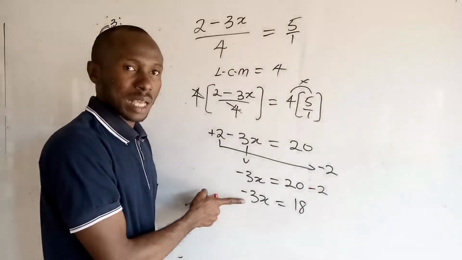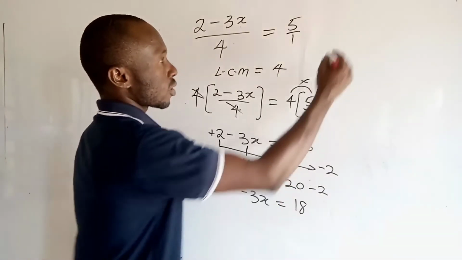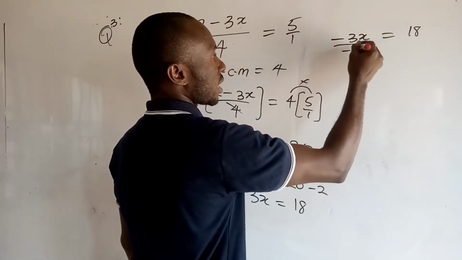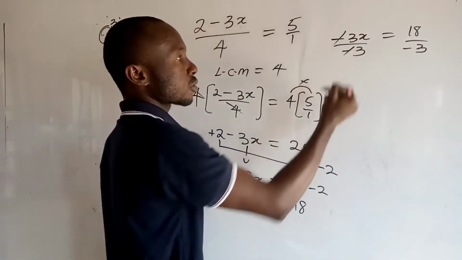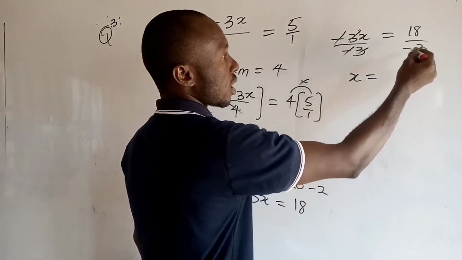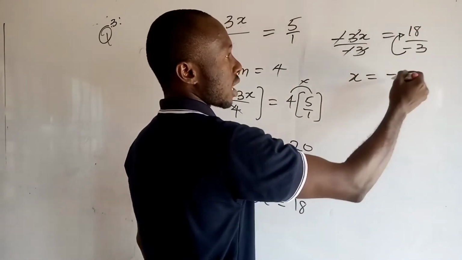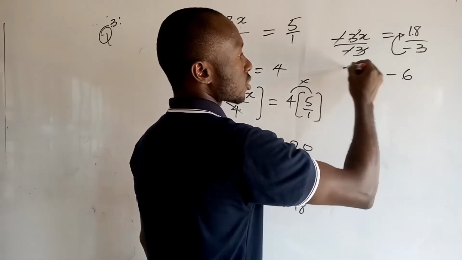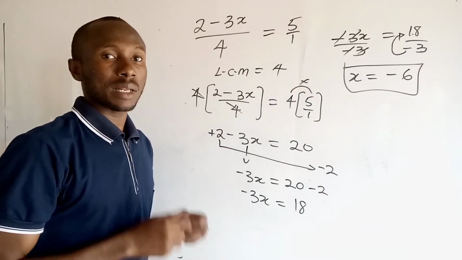And I'll divide both sides by negative 3, so I can get the value of x. So I have negative 3x equal to 18. I'll divide it by negative 3. So the negative sign will cancel out, 3 will cancel out. So x is equal to, the negative sign will come up here, so I have negative 3 into 18 is 6. So x is equal to 6 is the solution to question number 3.